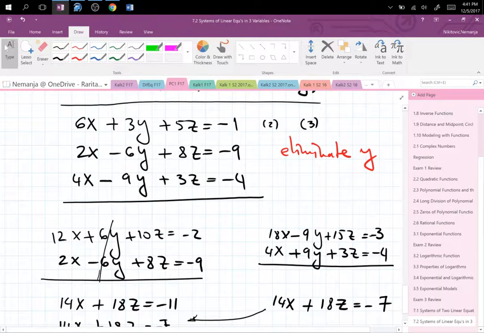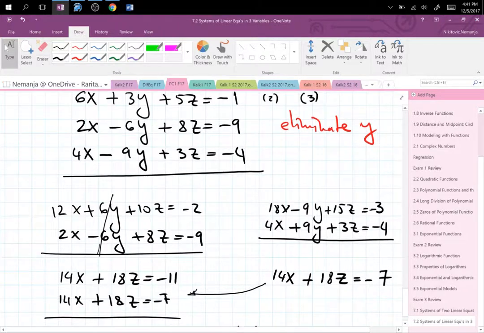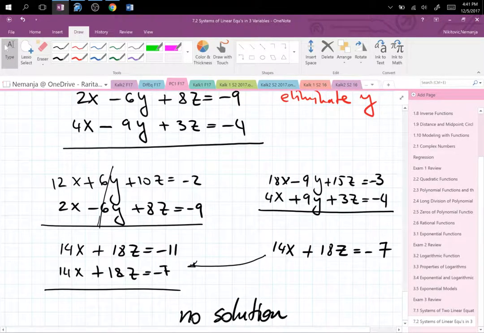Why? Oh, that one's something. Yeah, one is negative 11 and one is negative 7. Where? Oh, I changed the sign. I didn't change the x. Yeah, we're done.